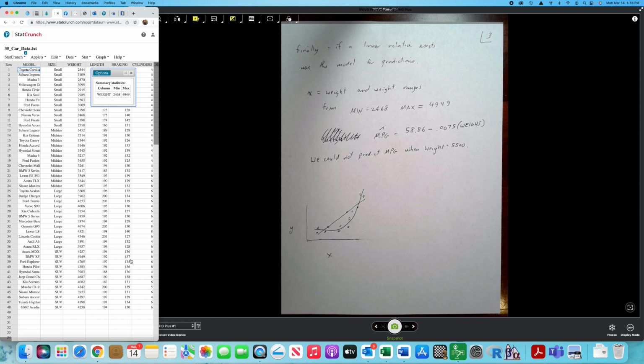It'd be kind of like going into a kindergarten class and gathering some data on kindergartners, right? Young kids, right? And creating a model, and then going into a nursing home and using our model to make predictions of people in nursing home. It just wouldn't work. That's not the population for which we built our model. The population we built this model for is weights from 2468 to 4949. Anything outside the bound would not be appropriate.